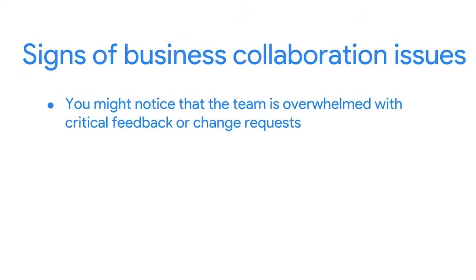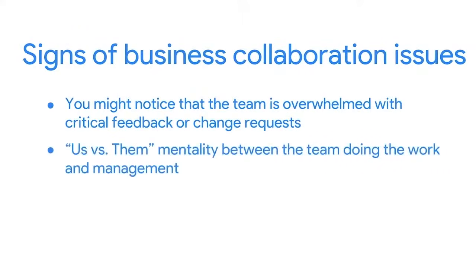Or you might start to detect an us versus them mentality between the team doing the work and management. I've sometimes noticed this manifest in negative comments from team members, like, "Oh, don't give a demo to the salesperson. It's not ready yet," and they'll just point out what's wrong. If you notice any of these signs, there are a few things you can do to help rebuild trust and collaboration between the developers and the business people.